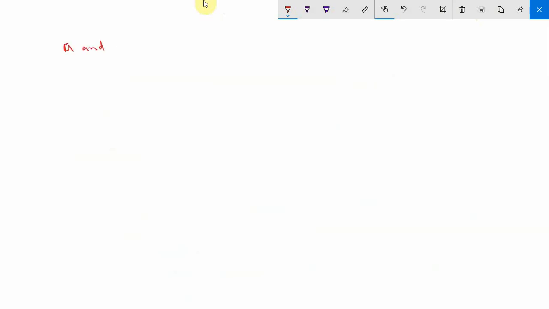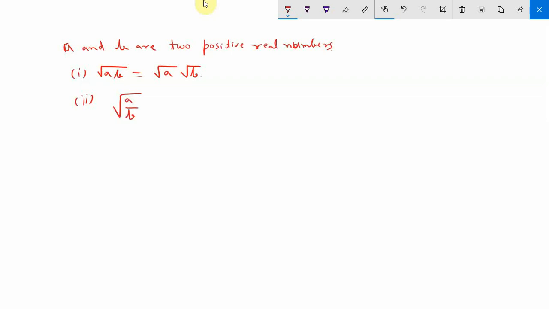A and B are two positive real numbers, then some identities. The first one: under root AB can be written as under root A under root B. Okay. Second one, under root A by B is equal to under root A divided by under root B.